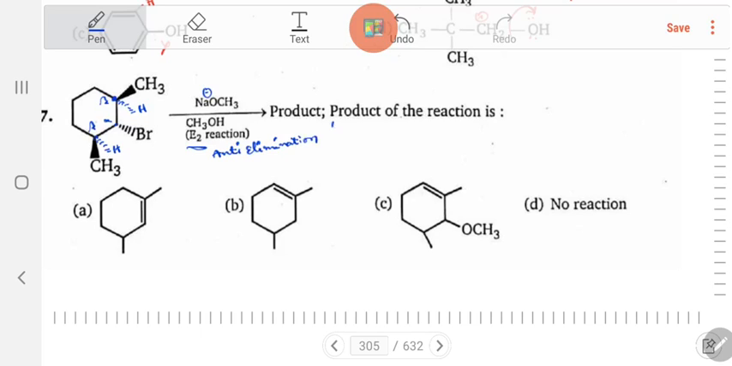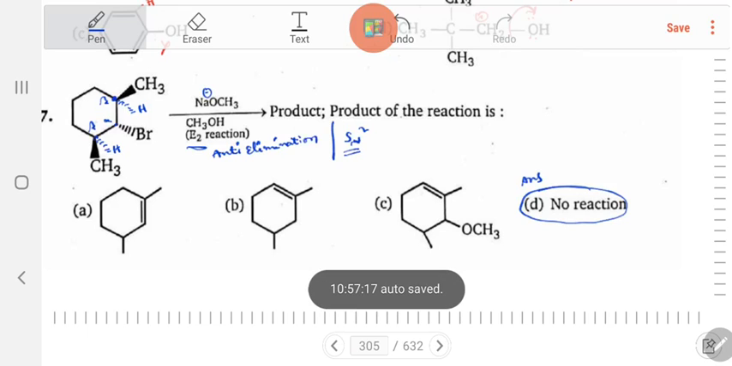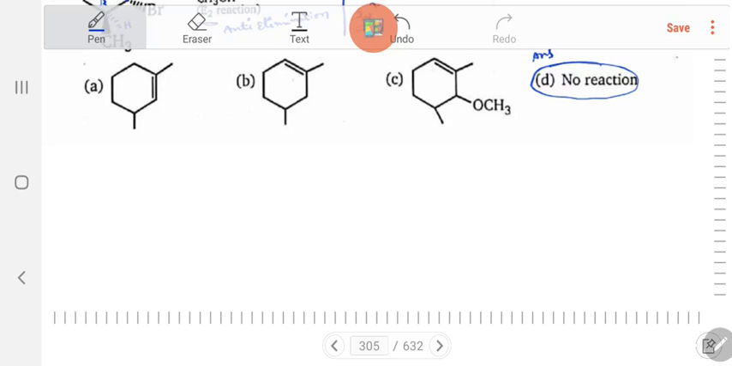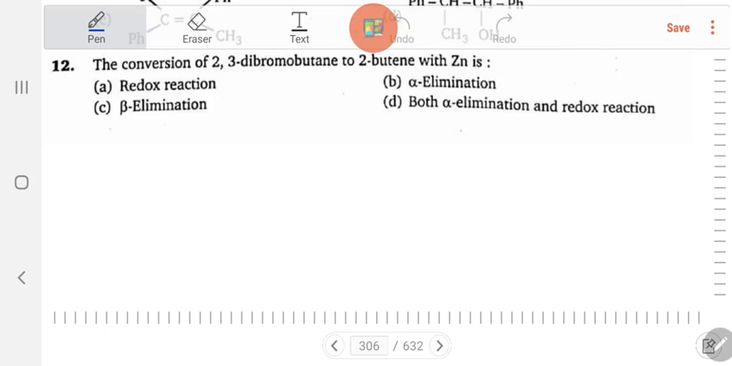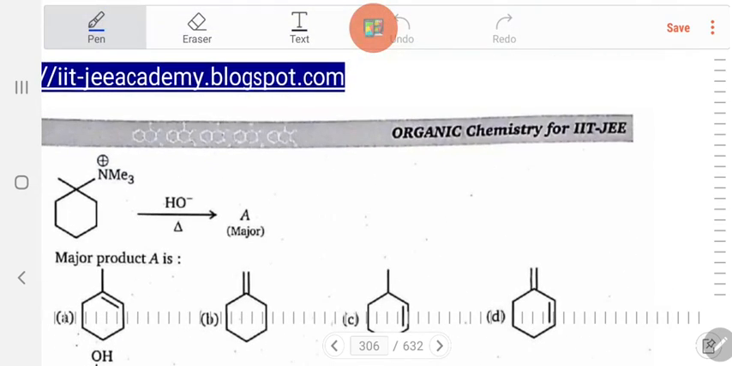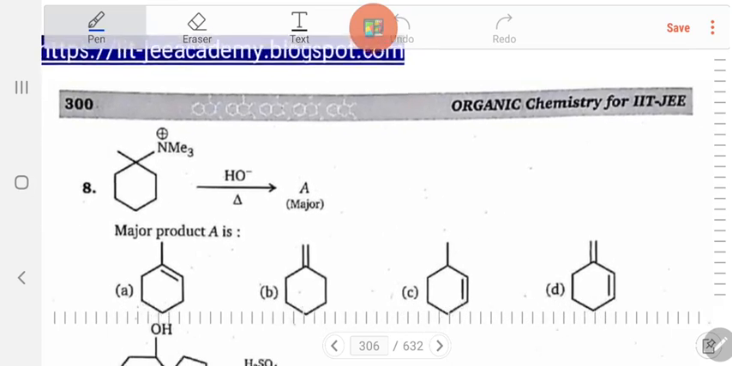So instead of E2 elimination, it prefers SN2 substitution. It prefers SN2 instead of E2 elimination. So there is no E2 elimination reaction. So this is the correct answer. Now coming to question number 8. Right.